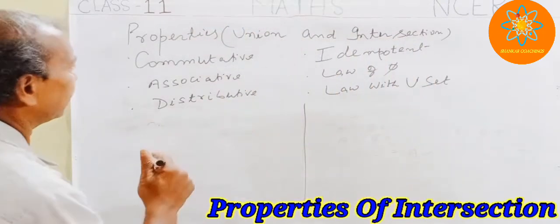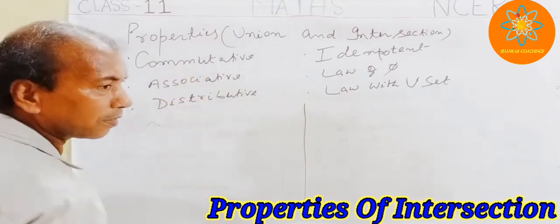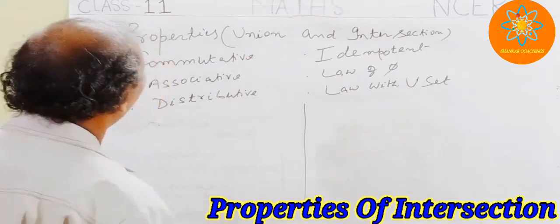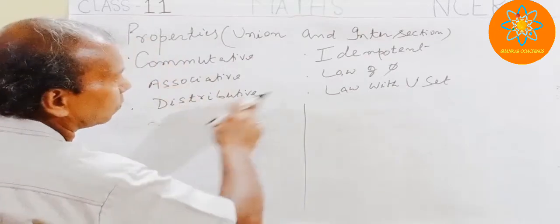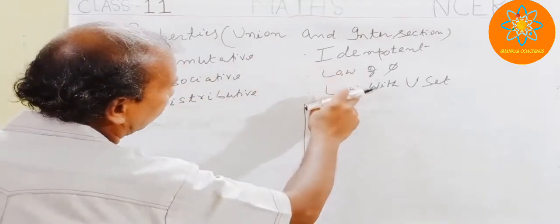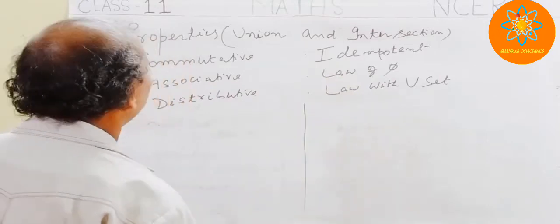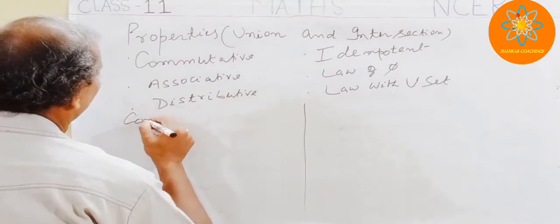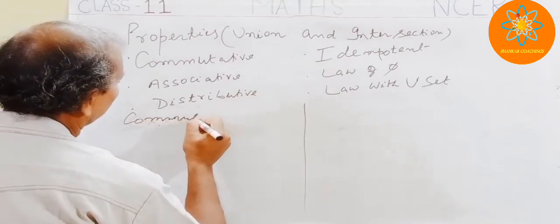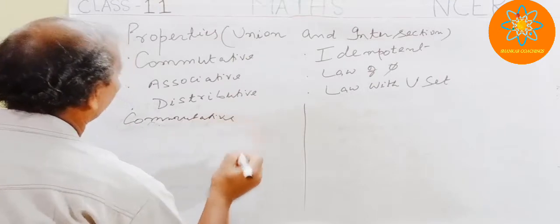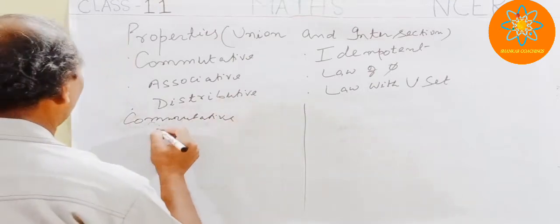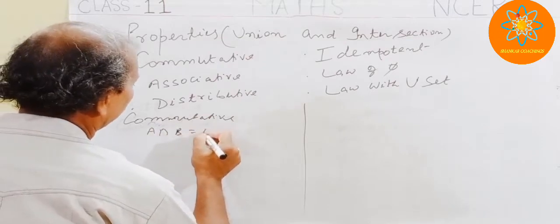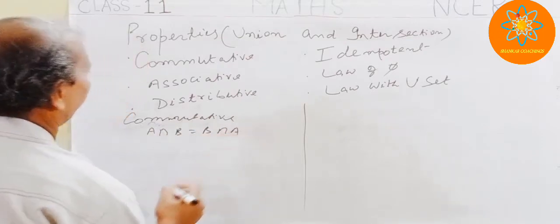For the intersection case, again we will write the properties in symbolic form: commutative, associative, distributive, idempotent, law of phi, law of universal set. The first one is commutative. In the commutative property, we have A intersection B, which is equal to B intersection A.